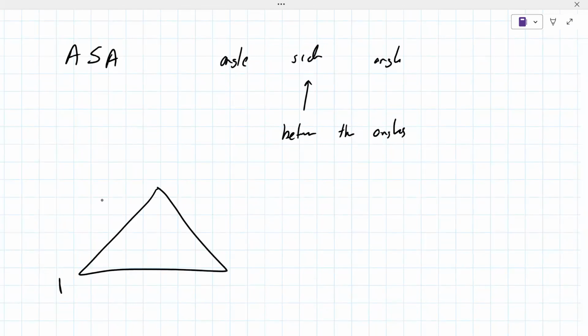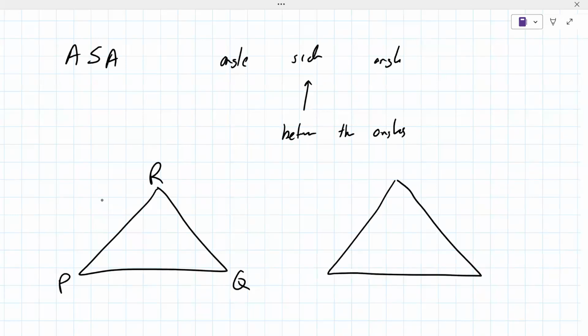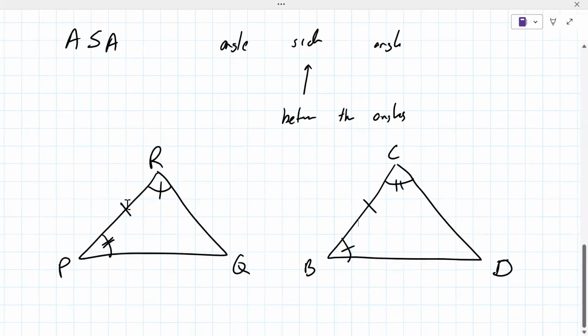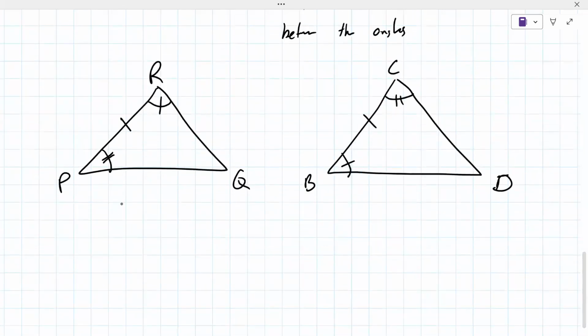Let me go PRQ, BCE, BCD. So let's go together. And let's go angle, angle, angle, angle, side, and side. So the side is between the two angles. Very important. Side is between two angles. So on the left here, I'm just gonna go RQP.